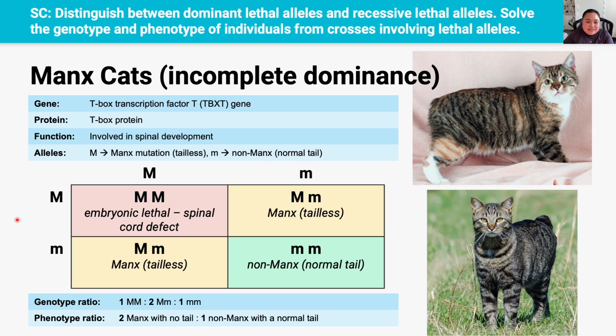Before I move on to the next example, did you recognize that the Manx cats are not only an example of lethal alleles, but they're also an example of incomplete dominance? The heterozygous phenotype is a blend of the big M allele for defective spine development and the little m allele for normal spine development, since the tail is an extension of the spine.